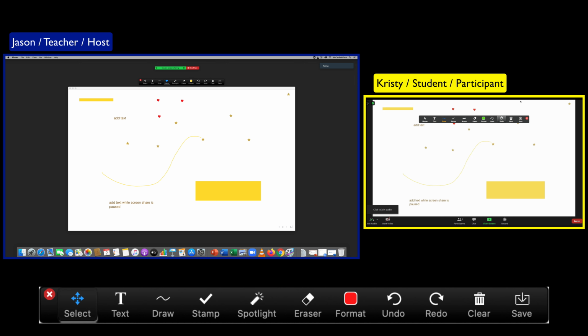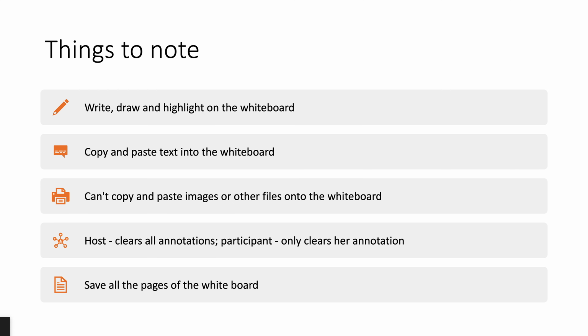I'm going to come out of the Zoom meeting, and I'm going to go over some of the things that we have done so far. So let's go over all the things that you can do on the whiteboard. You can write, draw, and highlight on the whiteboard. You can copy and paste text onto the whiteboard. And remember, you can also use the select tool to edit text that's already on the whiteboard.